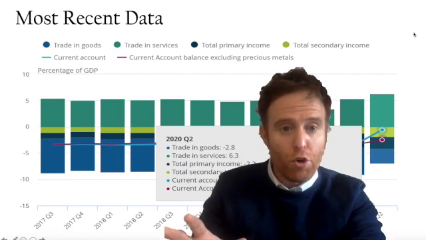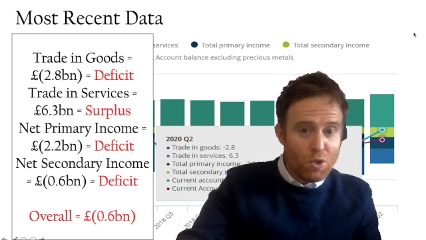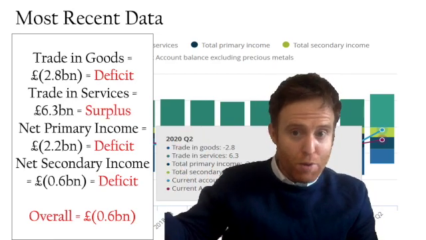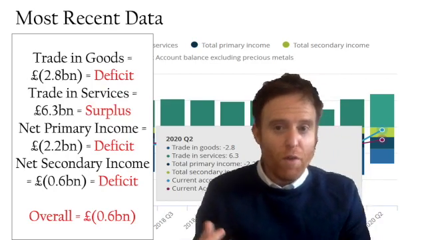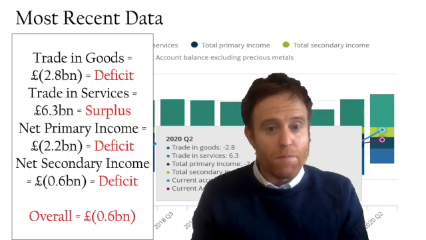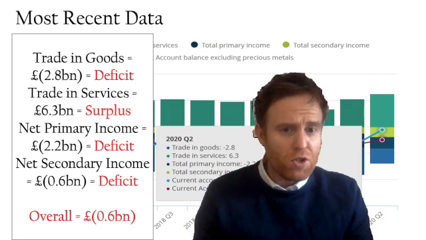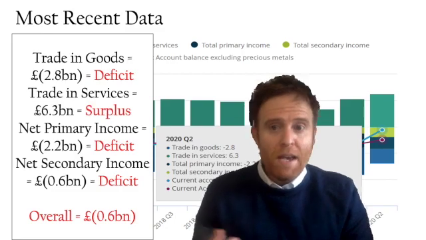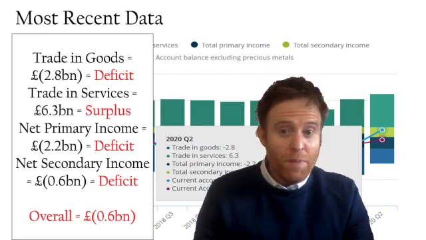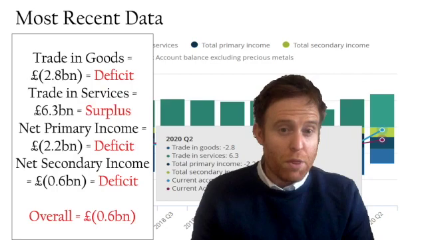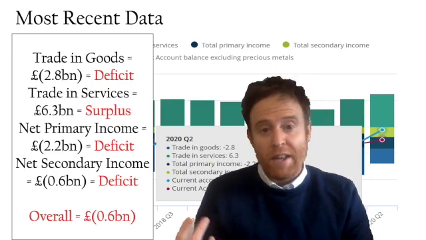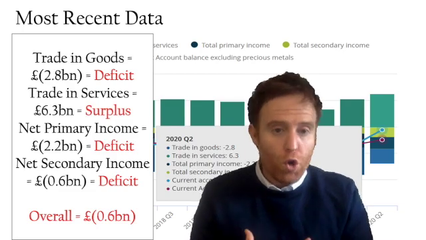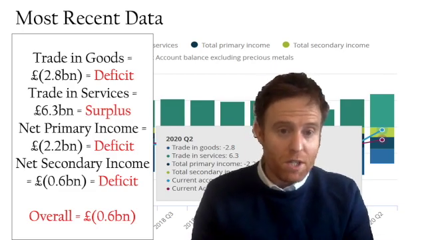So when we look at the current picture and we think about 2020, at the moment, trading goods is a deficit. In brackets, you've got your minus 2.8 billion. So we're obviously very, very reliant on buying, whether that's capital goods, consumer goods, whether that's inputs or commodities, buying them from abroad. Our trading services is very healthy, and we've got a surplus of 6.3 billion. But our net primary income and our net secondary income are both negative, which brings about the overall current account deficit being at 0.6 billion.